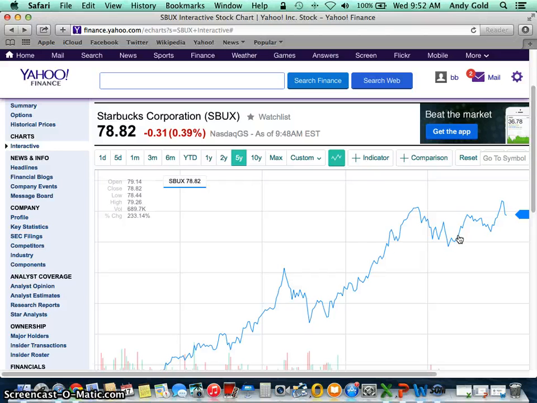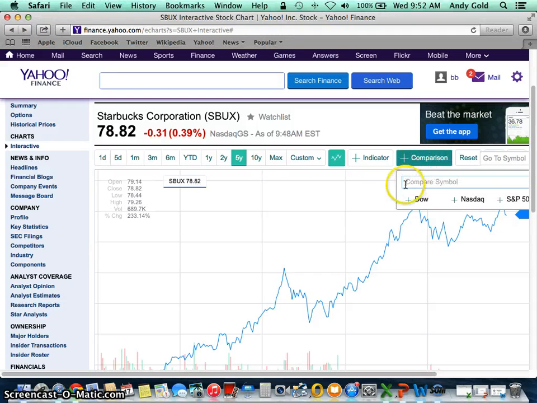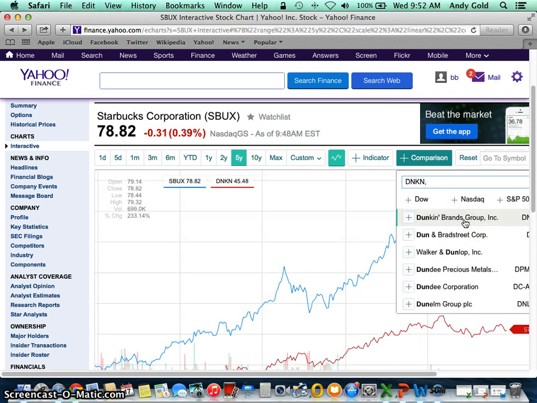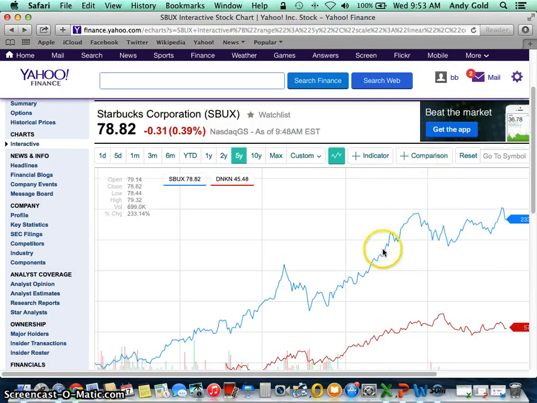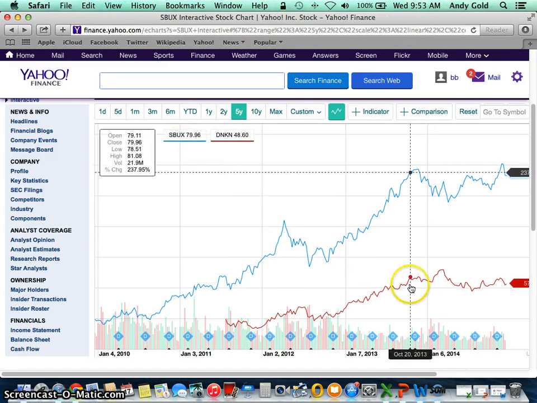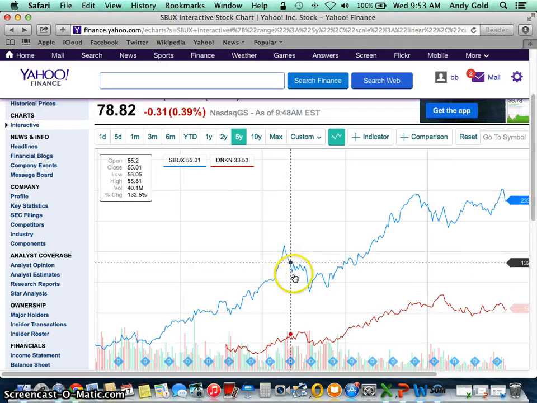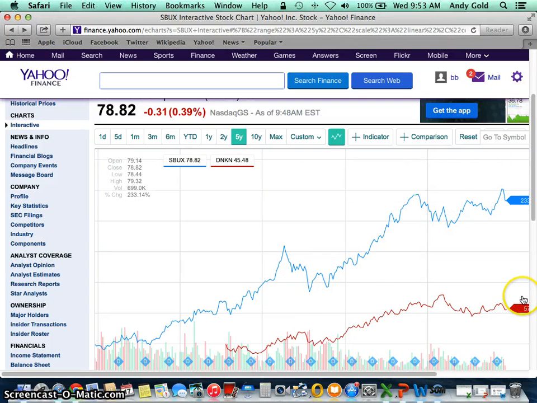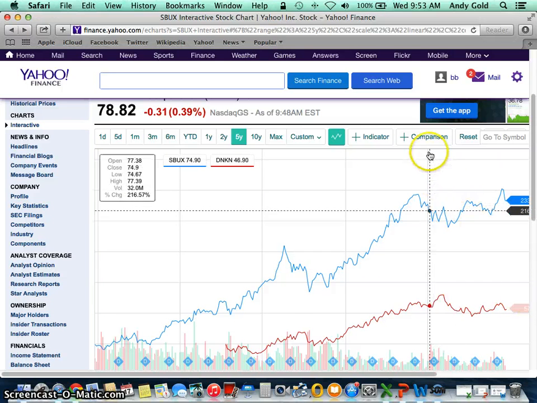So how do you do that? Well, you click on the comparison button here, and it lets you either type in the name of a company, like for example, if we type in Dunkin' Donuts, there's Dunkin' Brands. If we want to see how Starbucks has done relative to Dunkin' Donuts, you can see Dunkin' Donuts is in the red, Starbucks is in the blue, and Starbucks has clearly been outperforming Dunkin' Donuts. It's been doing much, much better than its counterpart, which kind of makes sense.